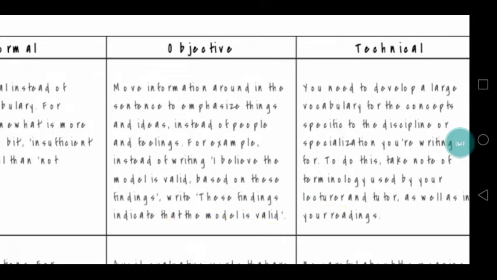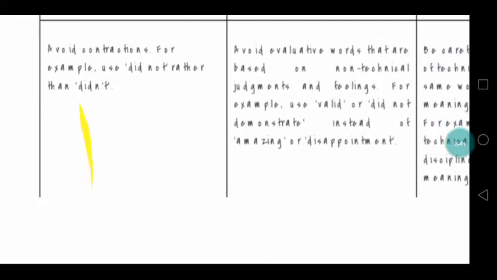And then for technical, you need to develop a large vocabulary for the concepts specific to the discipline. Specialization. To do this, take note of the terminology used by your lecturer and your tutor, as well as in your reading. Next, for formal, avoid contractions. For example, use did not rather than didn't.